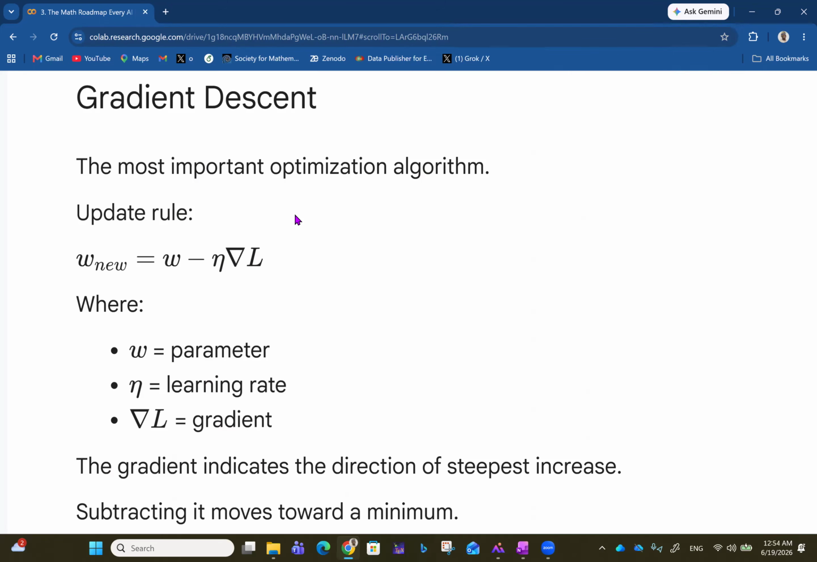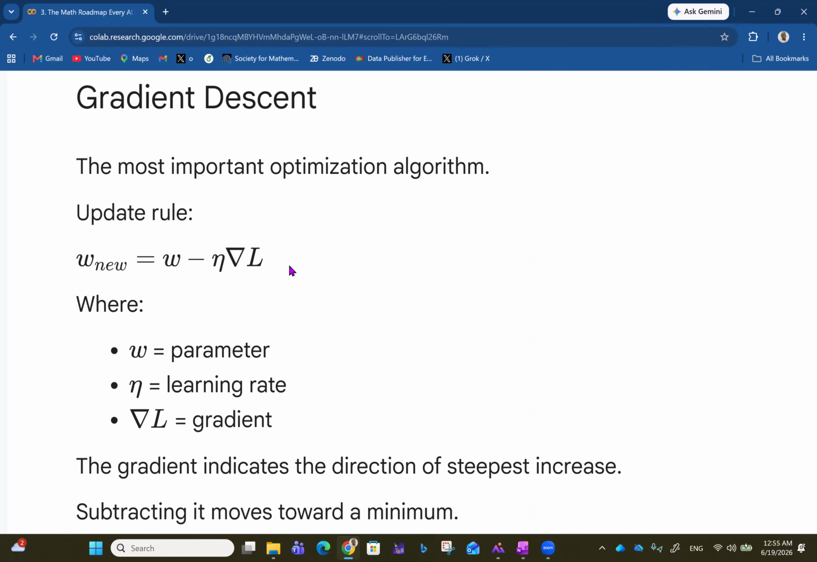So the most important optimization algorithm is gradient descent, and it has an update rule: the new value of W, which is a parameter, is equal to the old value minus the learning rate multiplied by the gradient of the loss function, where W is the parameter, like I said, and eta is the learning rate, and ∇L is the gradient, the derivative of the loss function with respect to the parameters on which it depends. So the gradient indicates the direction of steepest increase, so subtracting it moves towards a minimum.